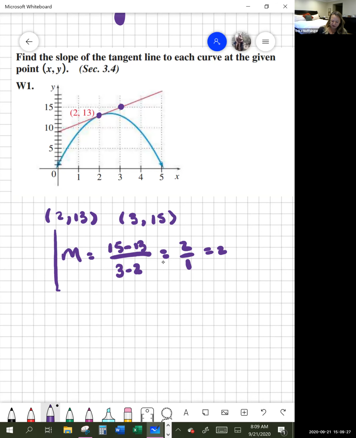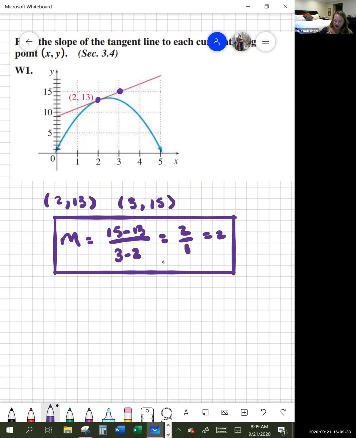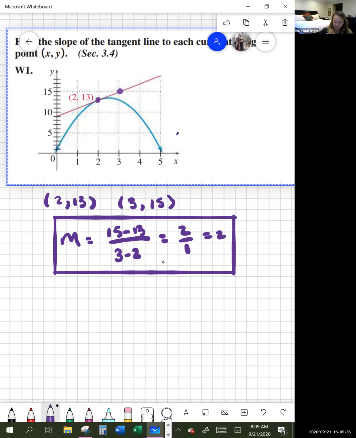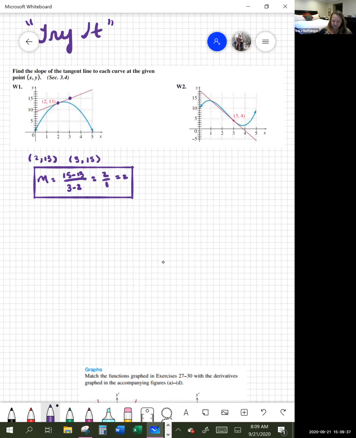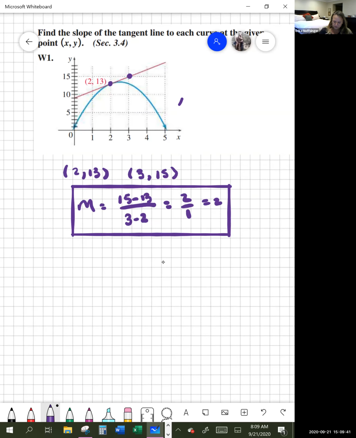So let me just kind of extend this a little bit further. So we know then if this was our graph of f of x, oops, sorry, if this was f of x, then we know that f prime of 2, in our case, the derivative of this function at 2 is 2. And so we actually have a point on that graph of the derivative.